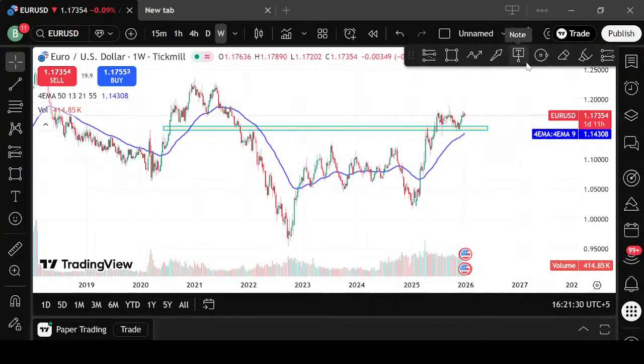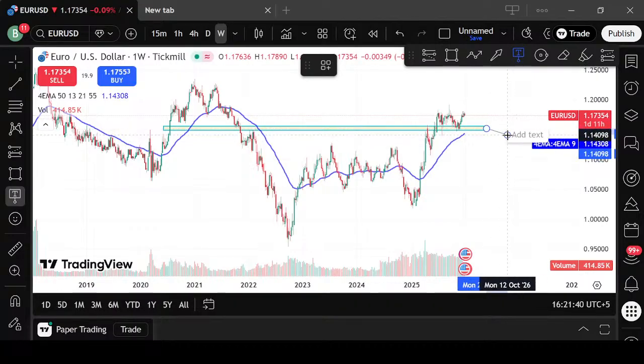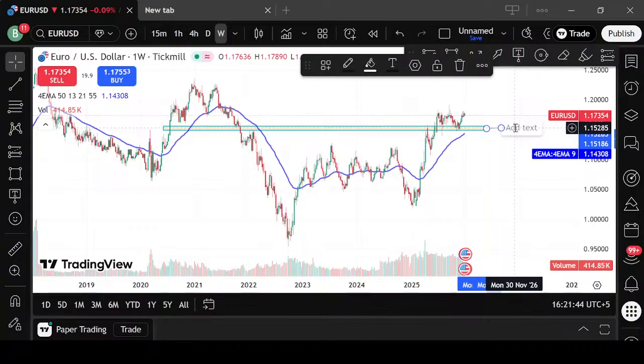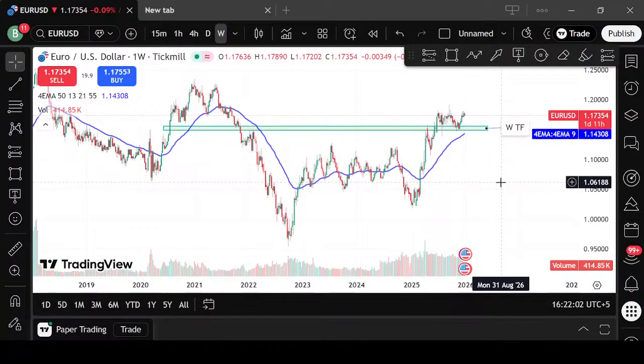Now what I will do here is I will mark the test, and I will write here it's weekly. Okay, weekly time frame. Okay, that's for the weekly time frame. It is support, you know that.